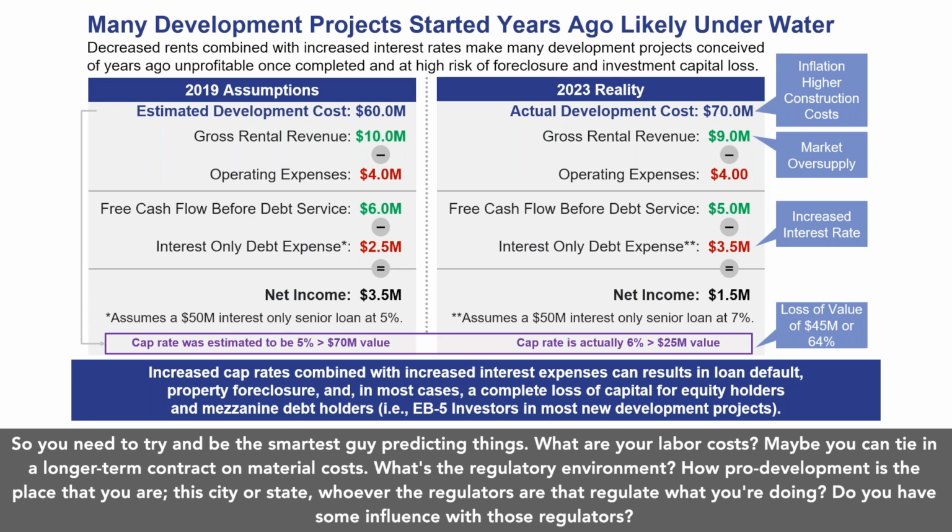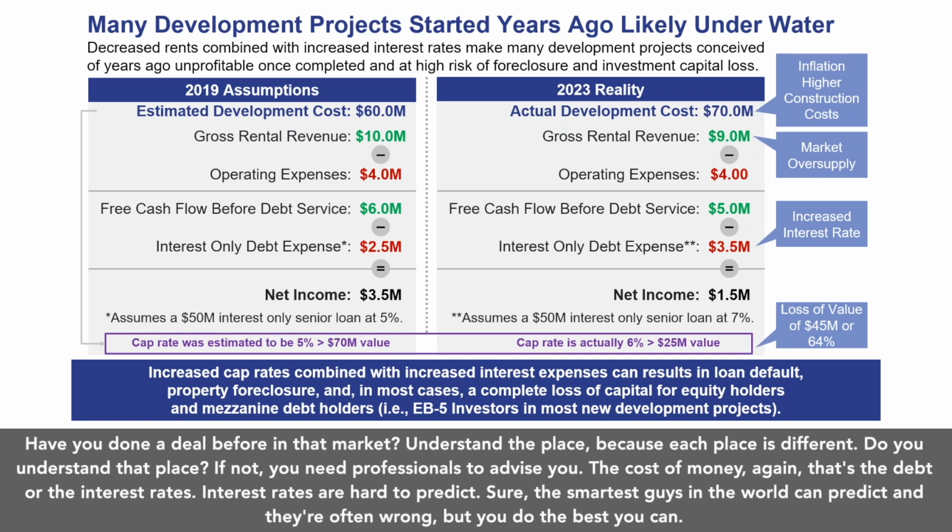Predicting things. What are your labor costs? Maybe you can tie in a longer term contract on that. Material costs. What's the regulatory environment? How pro-development is the place that you are, this city or state, whoever the regulators are that regulate what you're doing? Do you have some influence with those regulators? Have you done a deal before in that market and understand, because each place is different? Do you understand that place? If not, you need professionals to advise you.